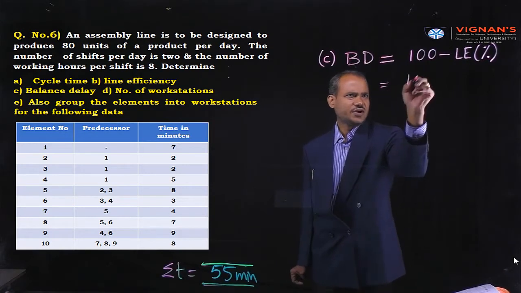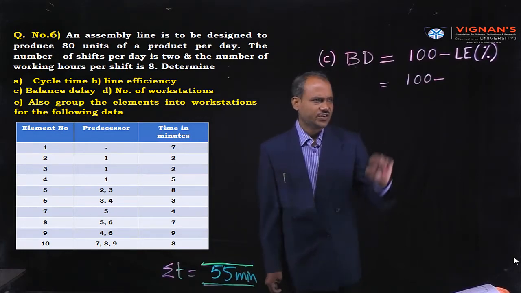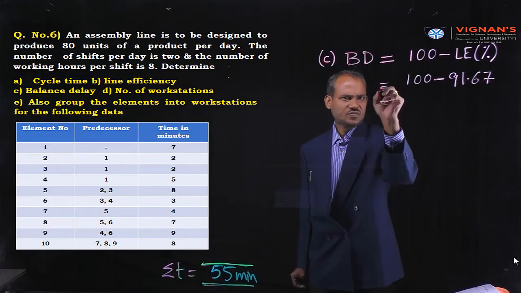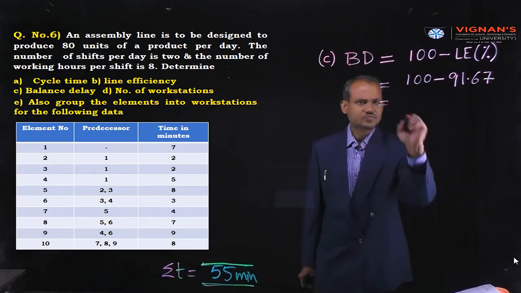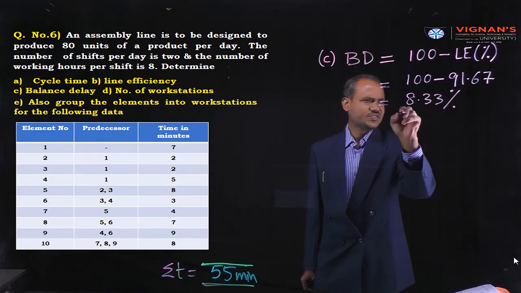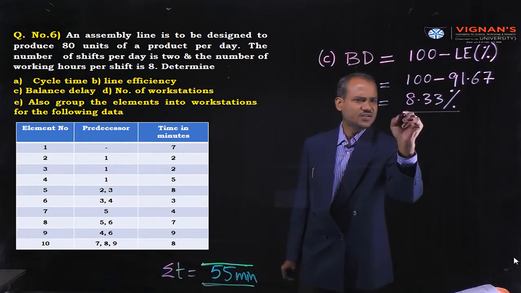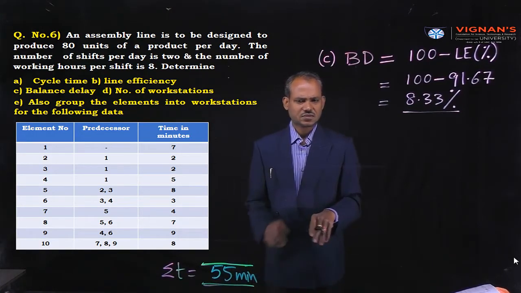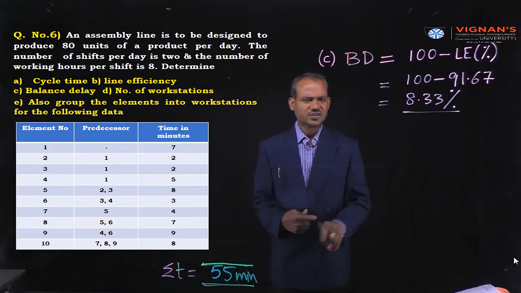Therefore 100 minus, we have calculated LE value, that is 91.67. So it becomes 8.33%. Okay, balance delay is equal to 8.33. This is about C bit balance delay.